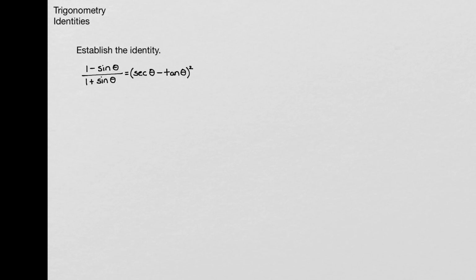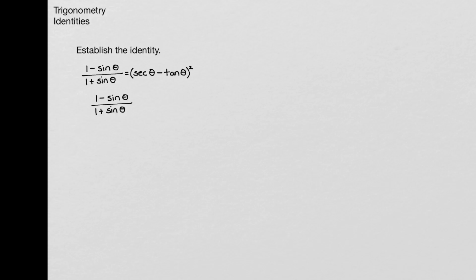In this problem, I need to show that 1 minus sine theta all over the quantity 1 plus sine theta is equal to the square of the secant theta minus the tangent theta. And I can do this by starting with the left-hand side, 1 minus sine theta over 1 plus sine theta.